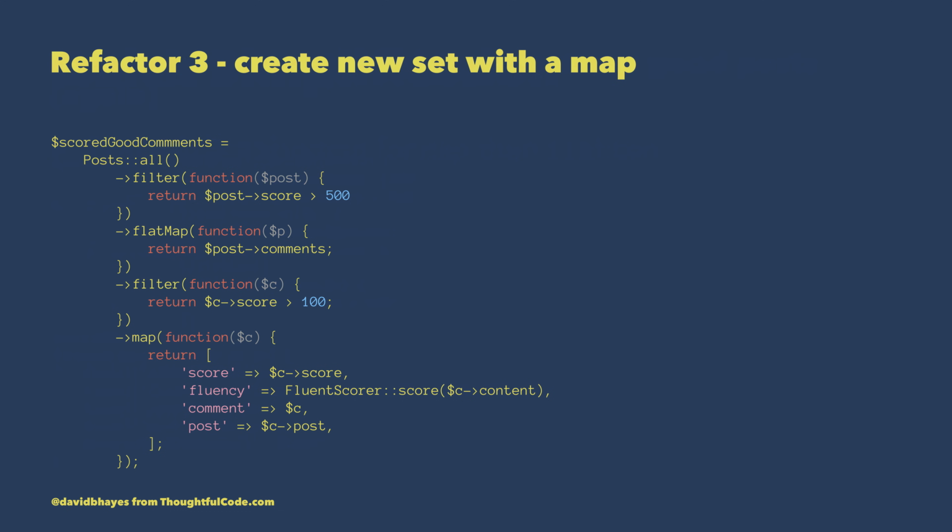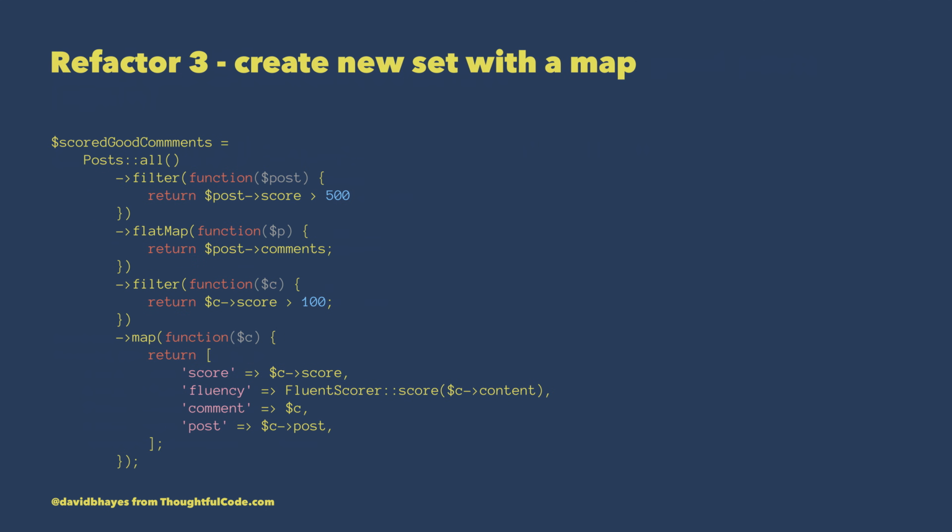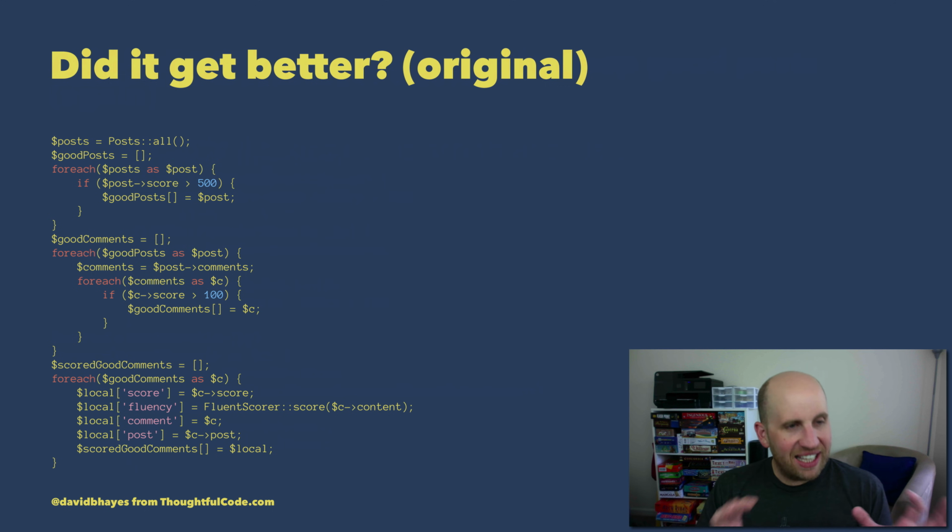So finally, we can take that last for each operation where we're just doing a bunch of stuff. We're setting a score to be available on the set. We're setting a fluency and a comment and a post. And then we're just basically using map to do that all at once. Pretty simple. So did this get better? So this is the initial code we started with.